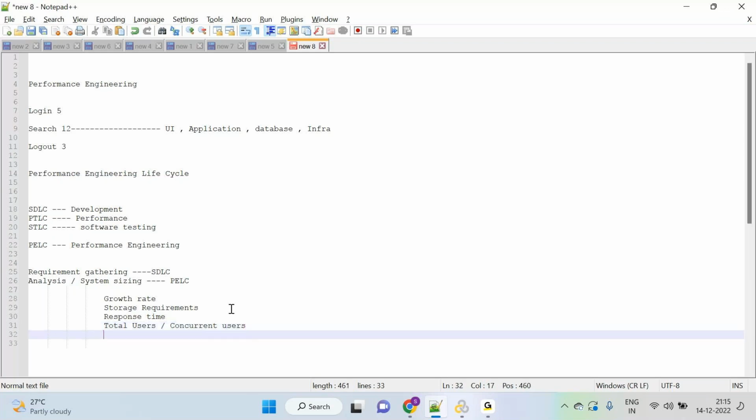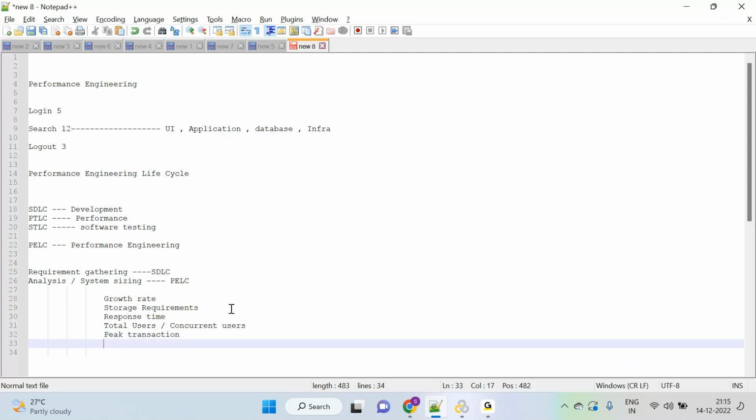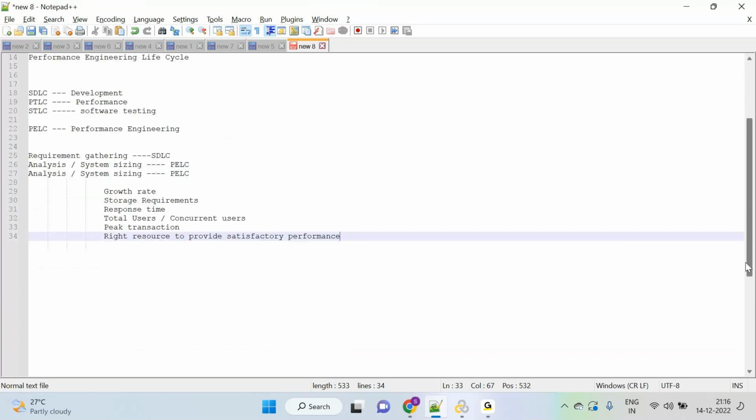We even have to think about the peak transactions or individual transactions, and what is the right resource to provide satisfactory performance. Okay, right resource to provide satisfactory performance. That also you are going to discuss in the early stage itself. So these are things that performance engineers will think about.